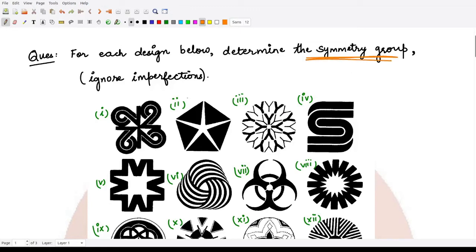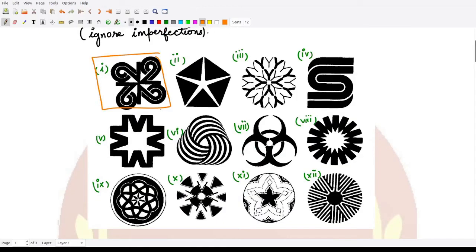So let's take them one by one. Let's take first of all the first design. What can we say about this? Now if you look at this carefully, can you say anything about the reflection here? Suppose I draw this vertical axis. Now is this thing same as this thing here? No, right? So you see we do not have reflection about this axis.